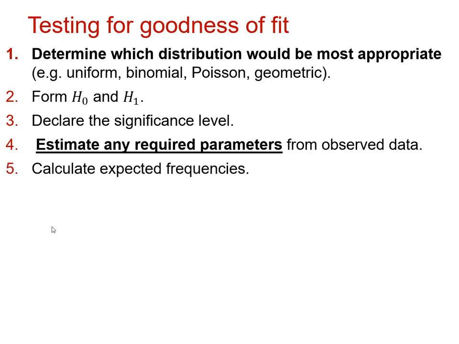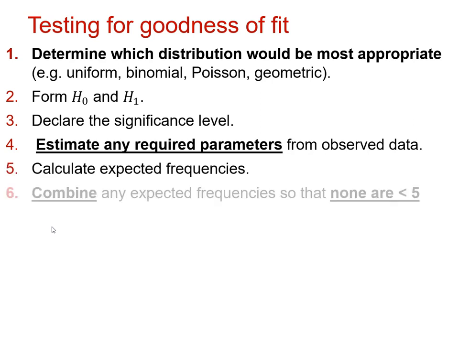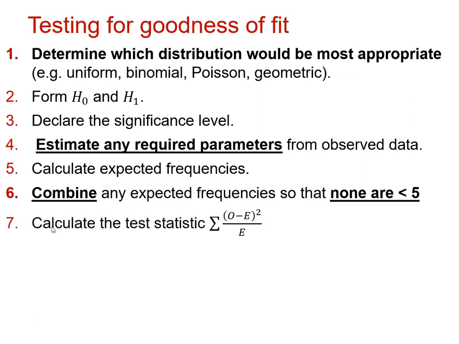We then calculate the expected frequencies. We combine expected frequencies so that none are less than 5, just like with the contingency tables. All chi-squared tests have this requirement. We then calculate the test statistic, and again it's exactly the same as for the contingency tables.